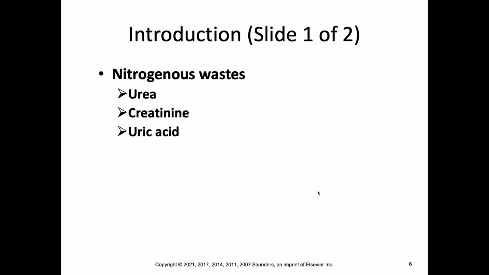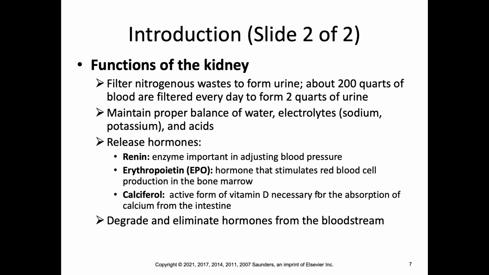Nitrogenous waste: there's urea, creatinine, and uric acid. What are the functions of the kidney? They filter those wastes and form urine. They filter the blood to pull out those wastes. They maintain the proper balance of water and electrolytes and acids in your system. You may hear of somebody who's got an electrolyte imbalance. Something then is probably going wrong with their kidneys or impacting their kidneys and keeping them from doing that.